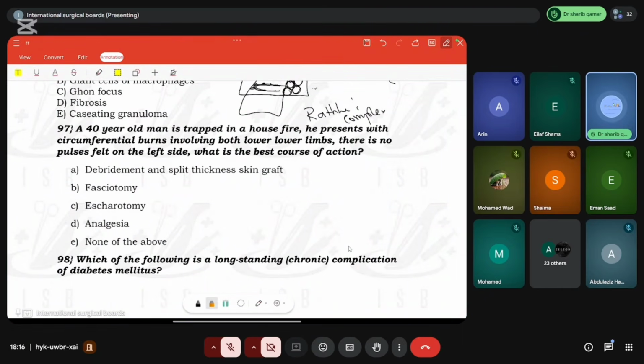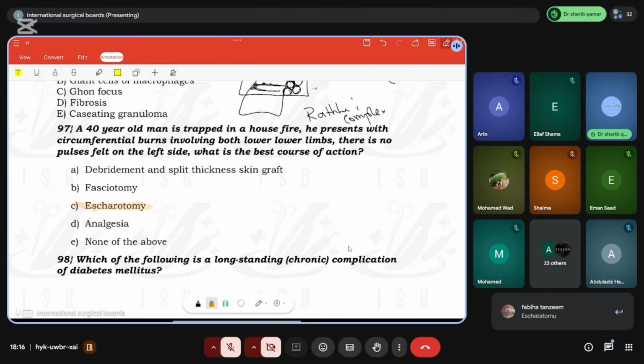A 40-year-old man is trapped in a house fire, and he presents with a circumferential burn in both upper and lower limbs, and there is no pulse felt on the left side. What will you do? Circumferential burn is there. So either fasciotomy or escharotomy, but I will say C, escharotomy. It's one of the local complications of burns, right? Escharotomy is just incision through the burnt area. Fasciotomy is different, right?